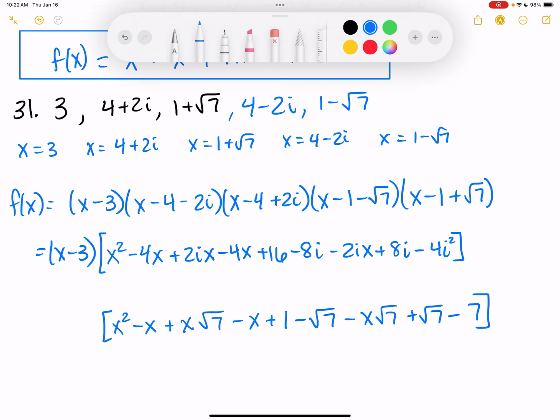Oh shoot! I'm trying to copy this from the board, but I'm getting lost in all the numbers. I'm going to make sure that everybody has this before we keep going. I did them in order: x times this, x times this, x times this. Then -4 times this, -4 times that, -4 times that. Then -2i times each of these things. And then I followed the same process over here. I'll always do the first term times all three things, the second term times all three things, and then the third term times all three things.